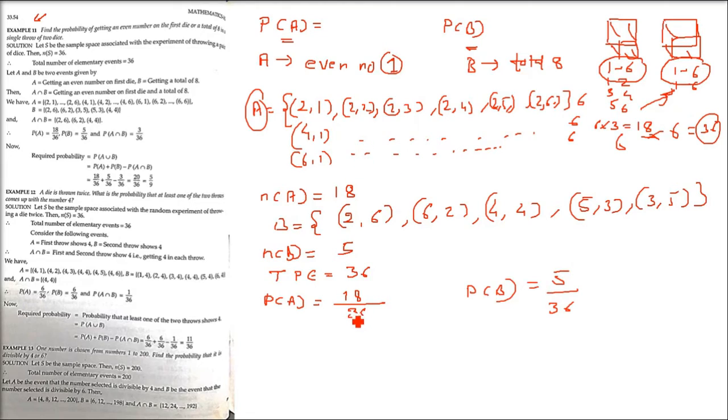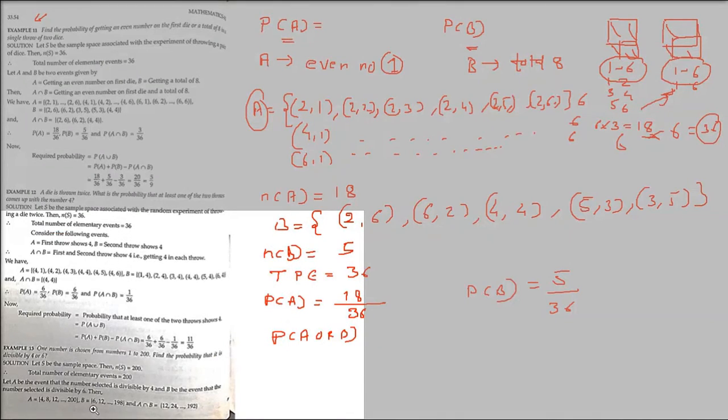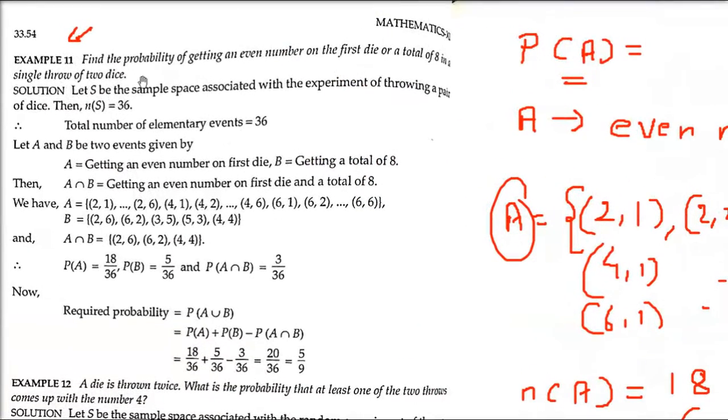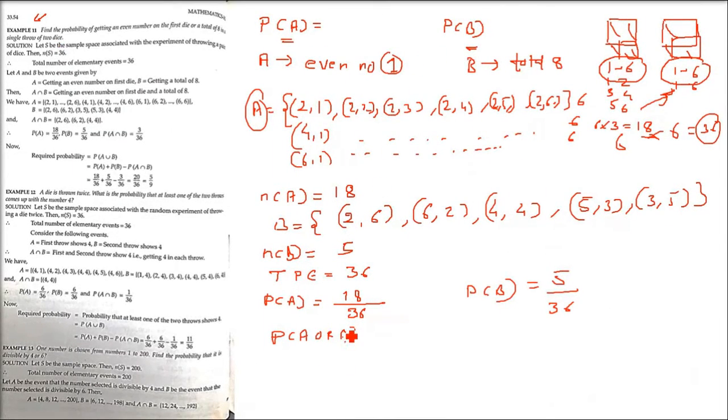Okay. Now we need a formula for P(A or B), that is P(A union B). How do I know? Because it's clear in the question that we have to find the first event or the second event. So A or B we have to find out. So let us take P(A) plus P(B) minus P(A intersection B). Right? So we have to find the intersection also. So let us take the intersection.